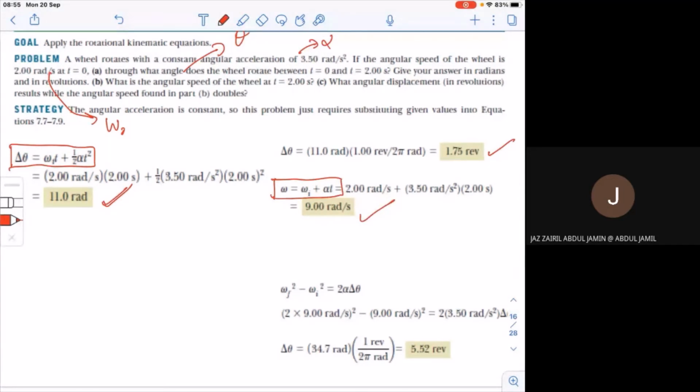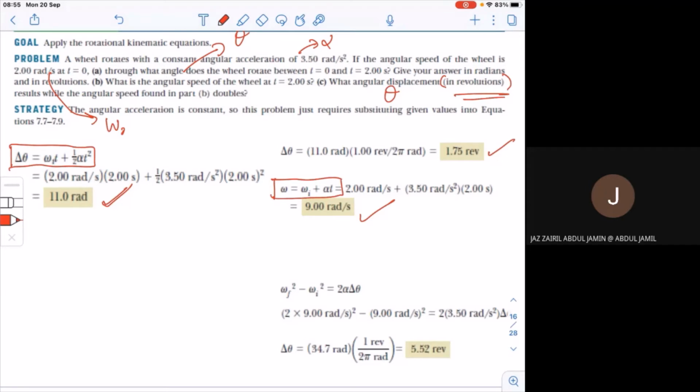And the last question asks what angular displacement, and the question asks you to get it in revolutions. So you need to find theta first in radian and then convert it to revolutions. The angular speed found in part B doubles. The angular speed found in part B is the angular speed at time t equals 2 seconds.